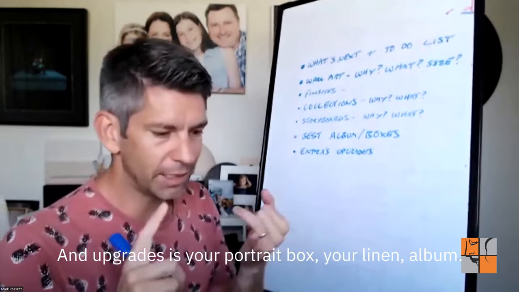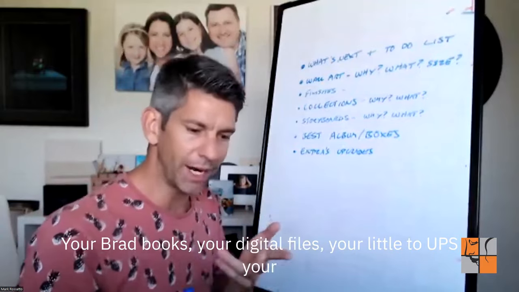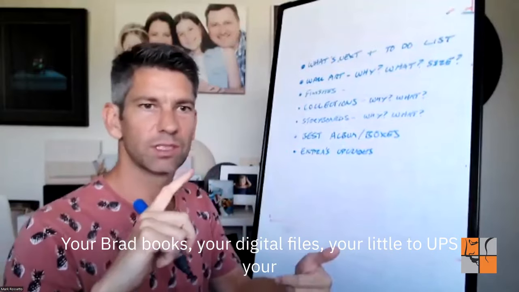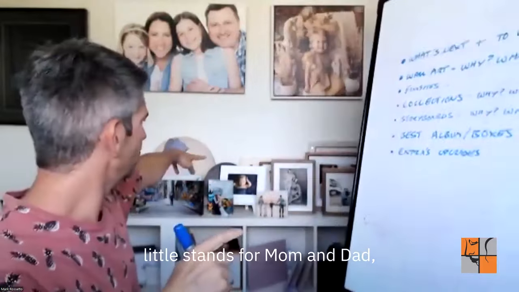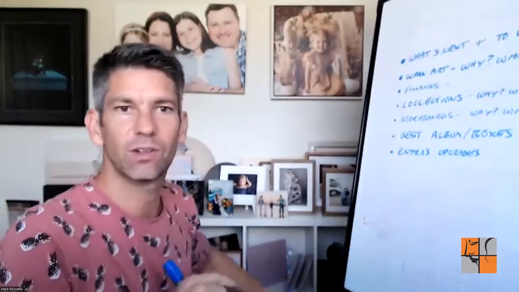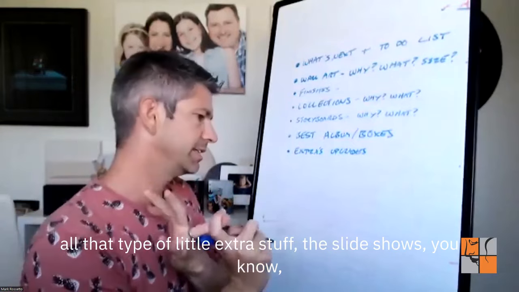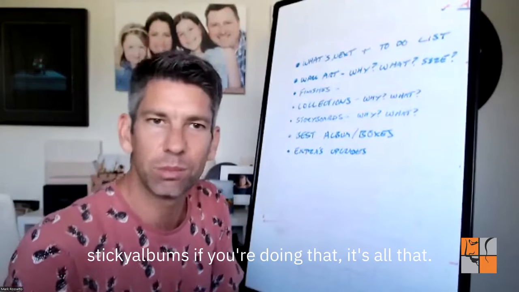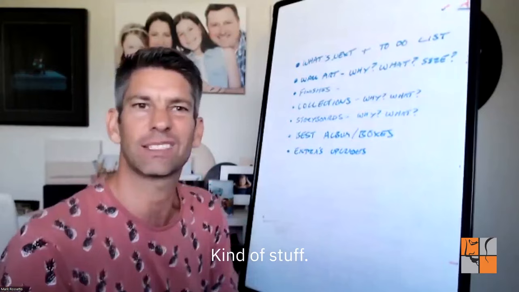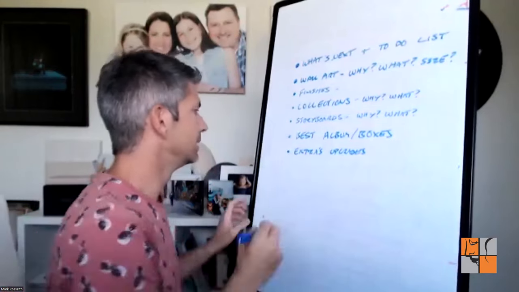Extras and upgrades is your portrait box, your linen album, your Brad books, your digital files, your little two-ups, your little stands for mum and dad, all that type of little extra stuff, the slideshows, your sticky albums, if you're doing that. It's all that kind of stuff, all right?